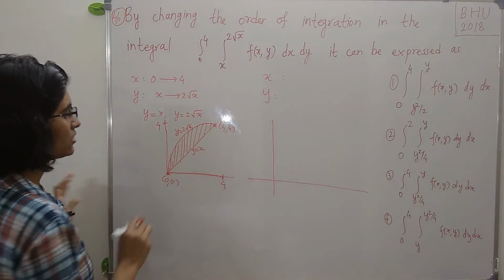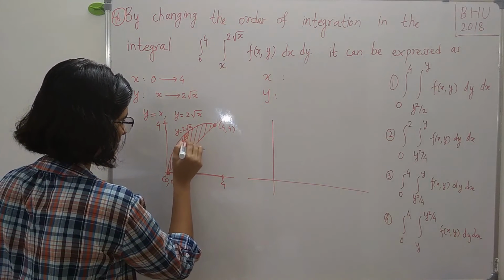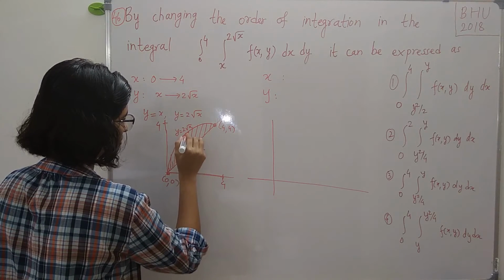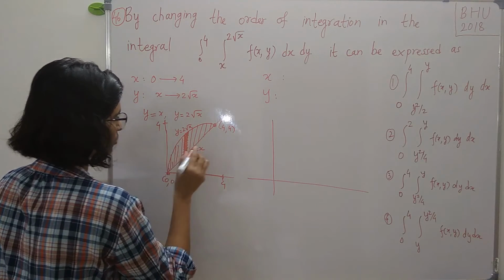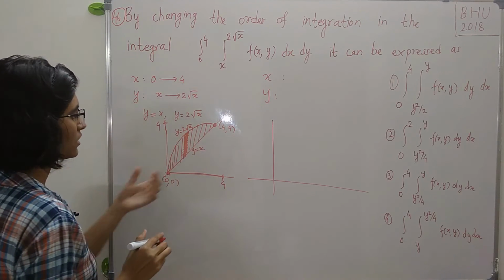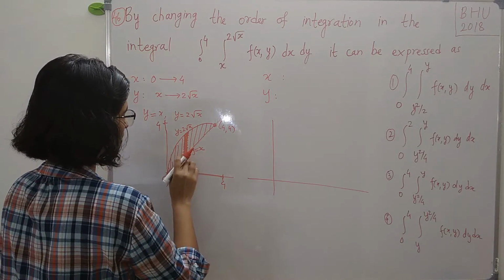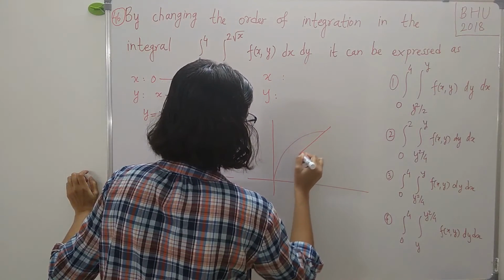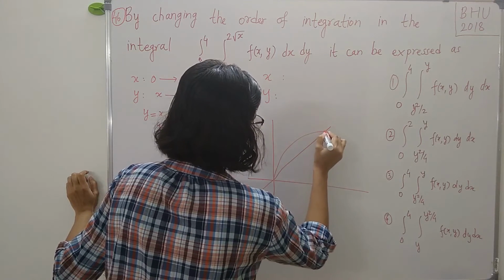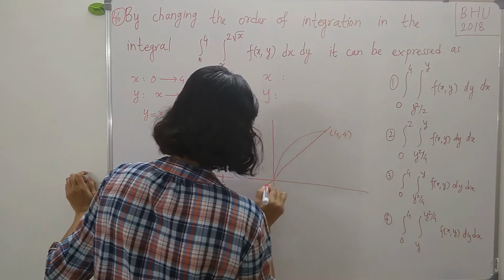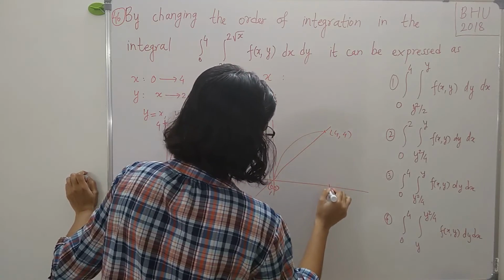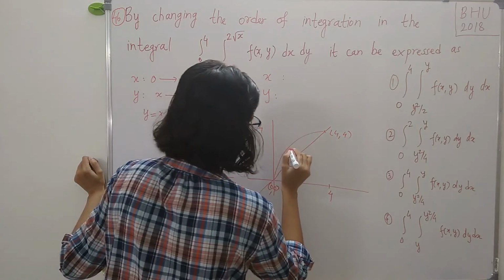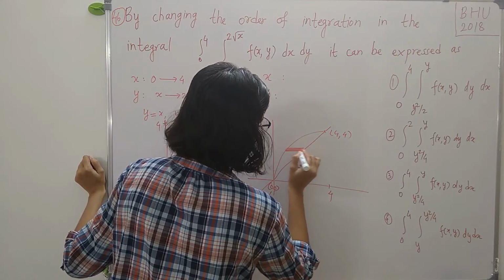Now this region is the same as we are taking this vertical strip, right? Because y is varying here from x to 2 root x. So we have to take the horizontal strip. So draw the region as it is. And now let us change this order. So here it is 4, 4. So take the horizontal strip like this.